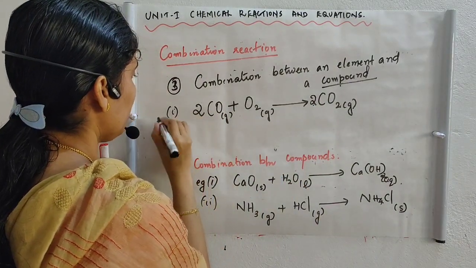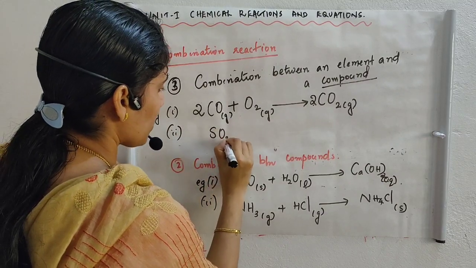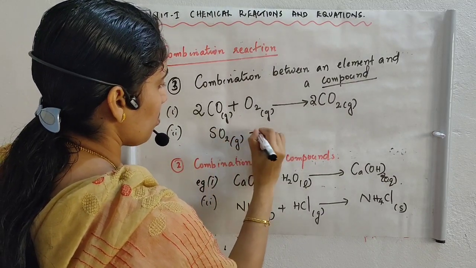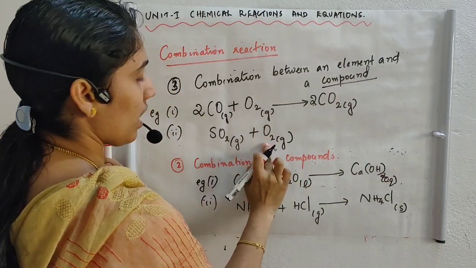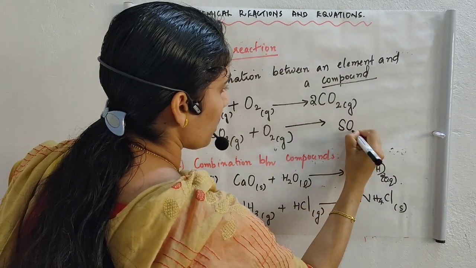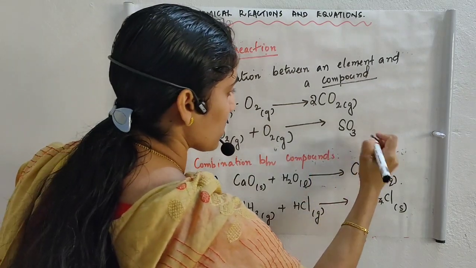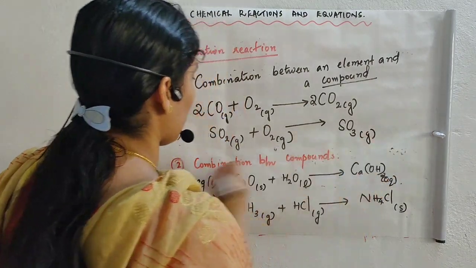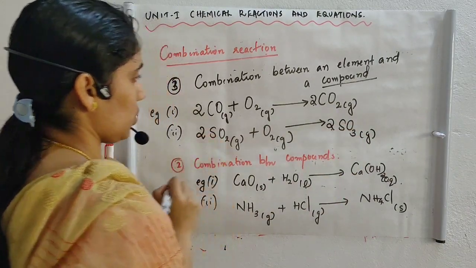Second example: sulfur dioxide gas plus oxygen gas. Here sulfur dioxide is a compound and oxygen is an element, forming one product only, sulfur trioxide gas. And write the balanced equation, with 2 here.